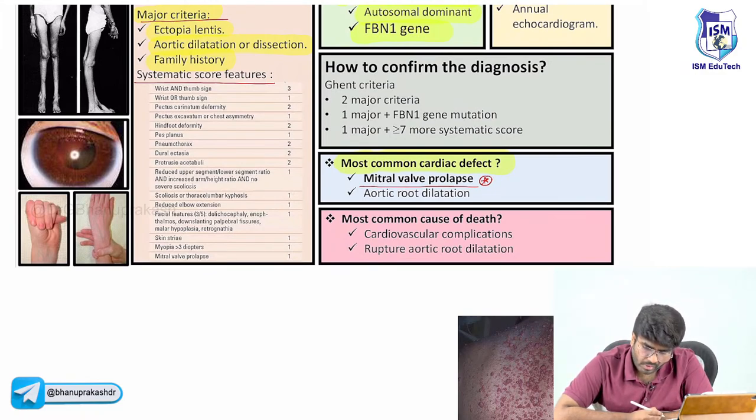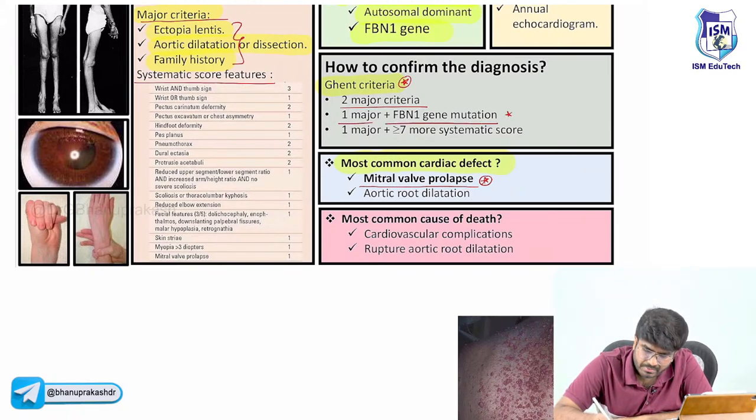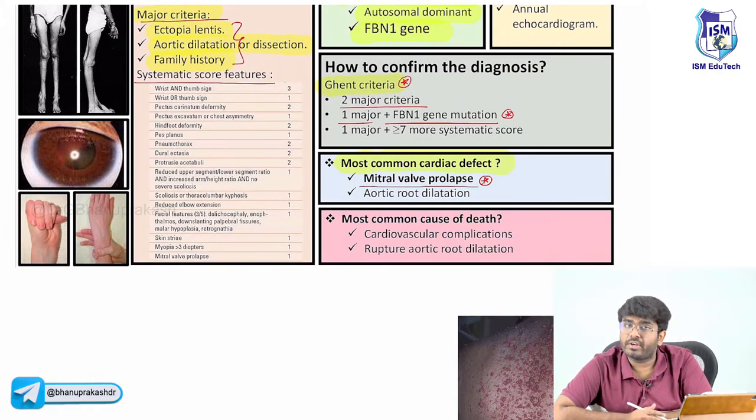Next, what else you should know here is the criteria for the diagnosis. For the PG aspirants, this is an MCQ: Ghent criteria. Ghent criteria is the criteria used for diagnosis. According to the Ghent criteria, you need to have two major criteria, any two out of these three, or one major plus a fibrillin gene mutation. When you do the gene assays, the fibrillin gene is affected.